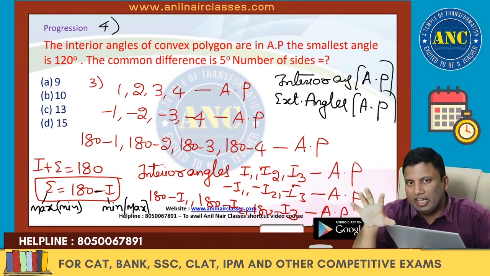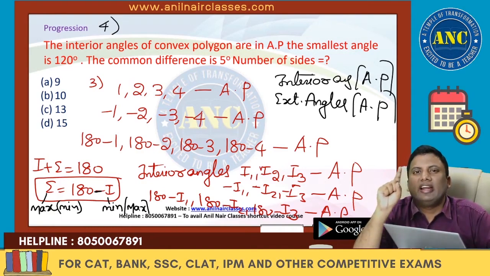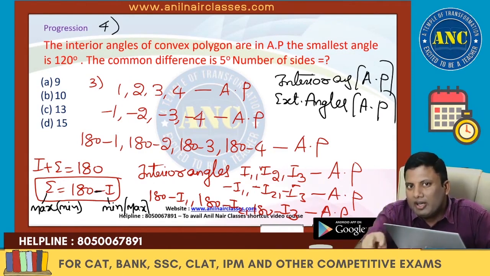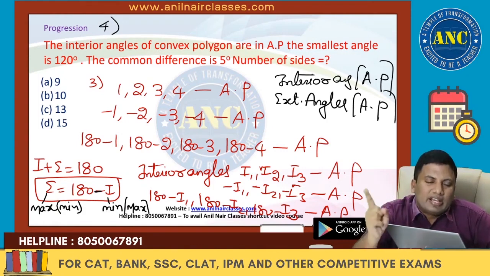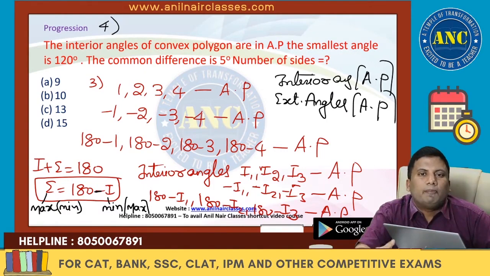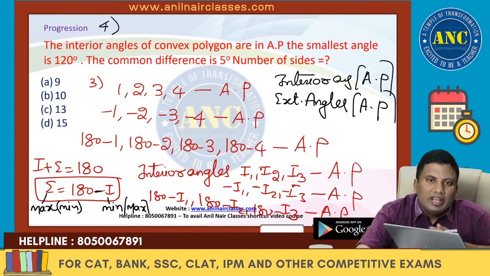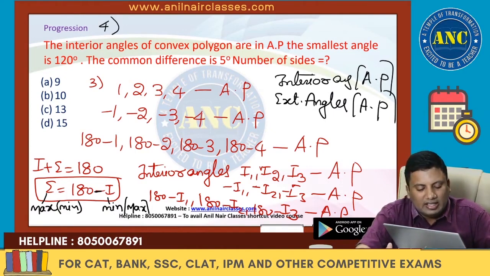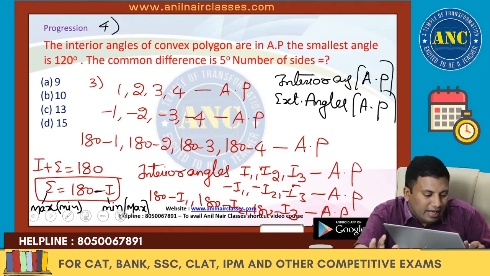Again, important key points. Point number 1, interior plus exterior angle in a convex polygon is 180 degrees. Point number 2, if the interior angles are in AP, exterior angles are also in AP. Point number 3, if the interior is maximum, exterior is minimum. If the interior is minimum, exterior is maximum. These 4 key points are enough. You don't need any formulae.